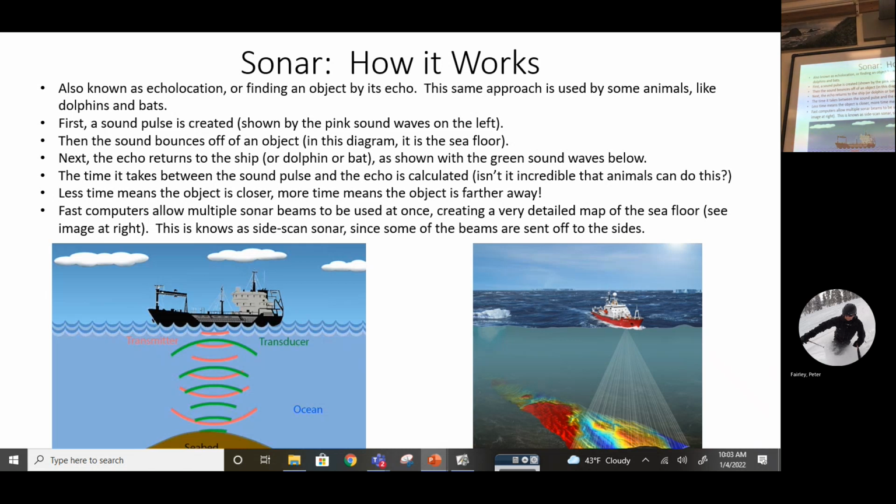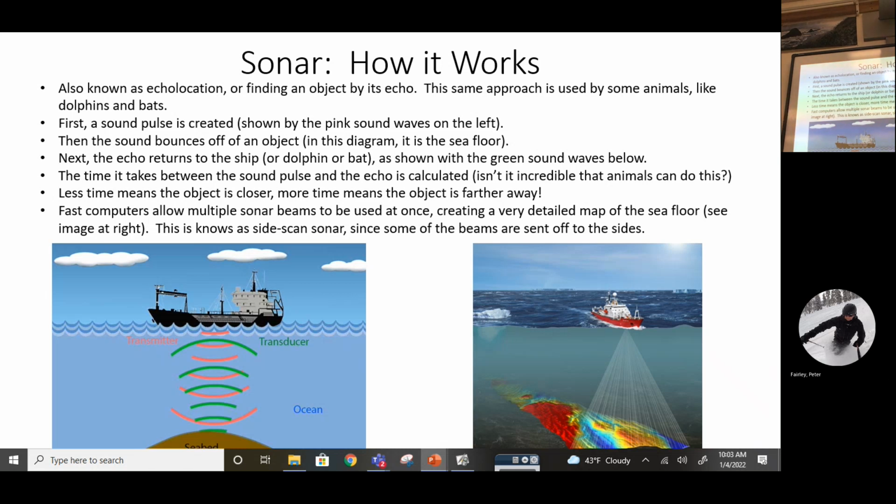This is why some bats have really big ears, right? And then their brains are able to calculate that time. They don't think about it. They're not putting a number on it, but they're responding to it, aren't they? If an echo bounced back to them really fast, they'd know that they'd have to swerve to avoid an object, huh? Less time means the object is closer, more time means the object is further away.